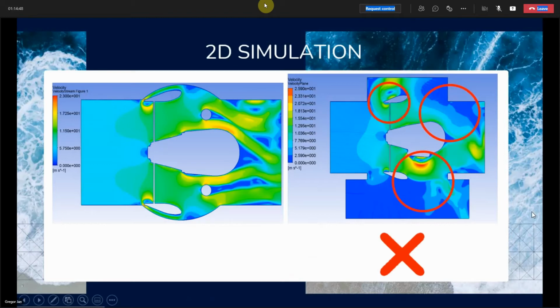We did background research on the topic, and to better understand the behavior, we created a 2D simulation in two perpendicular planes. On the left side of the picture, you can see that in the horizontal plane there are no problems at all. But on the right picture, in the vertical cut, you can see that there are some problematic places where the flow is leaking or is not as we would imagine, or there is some circulation.